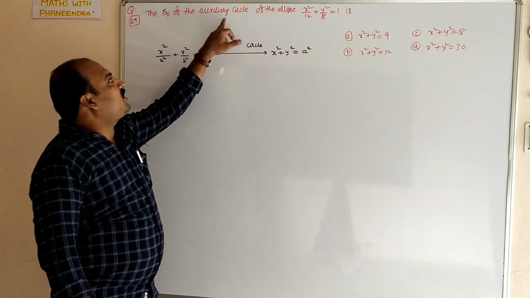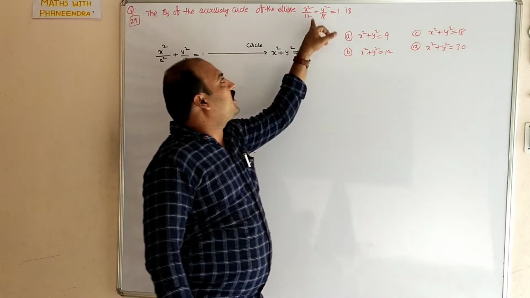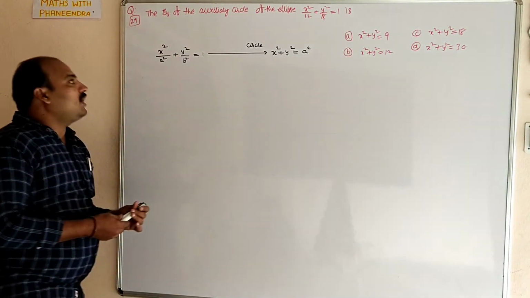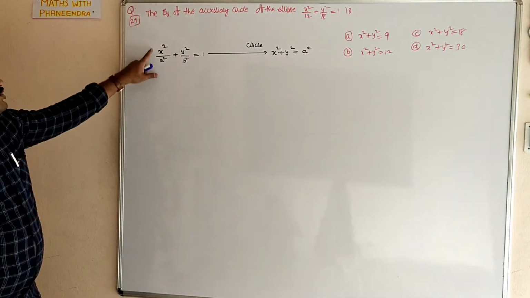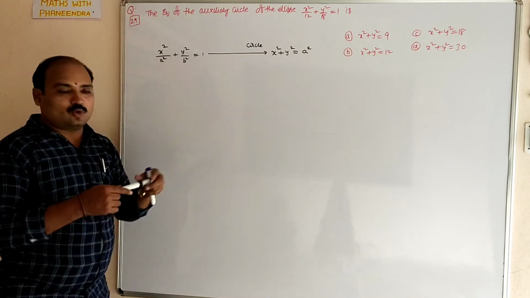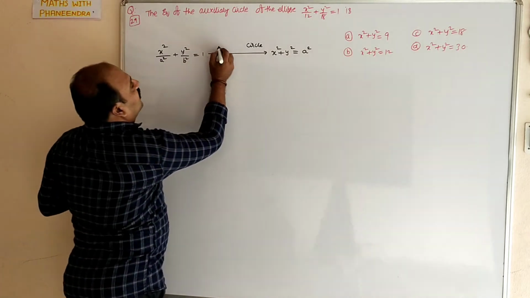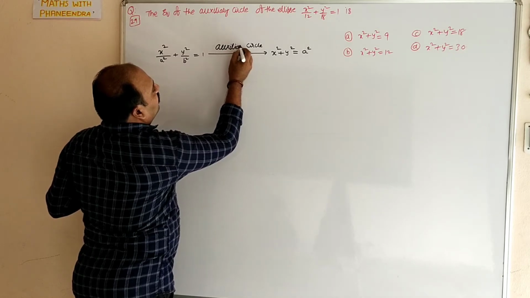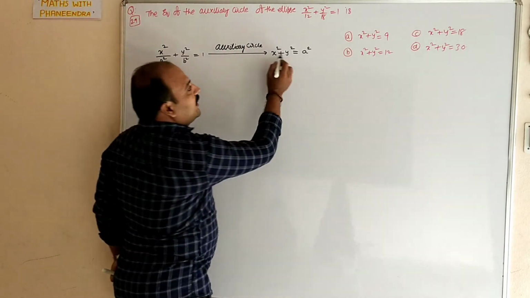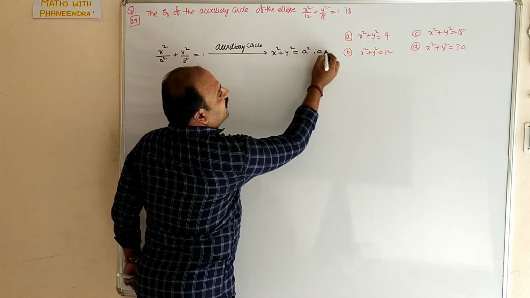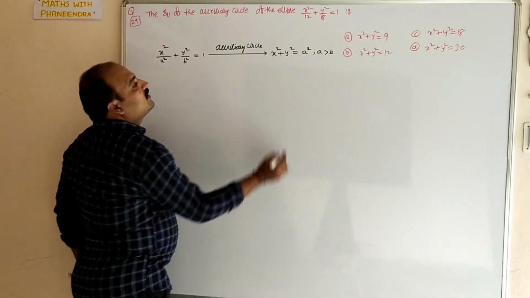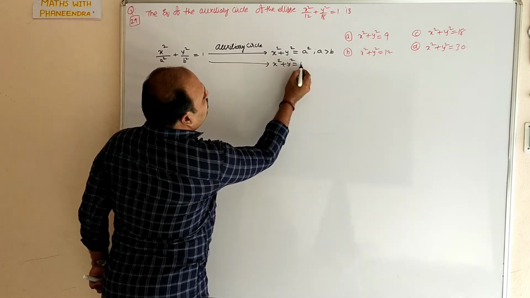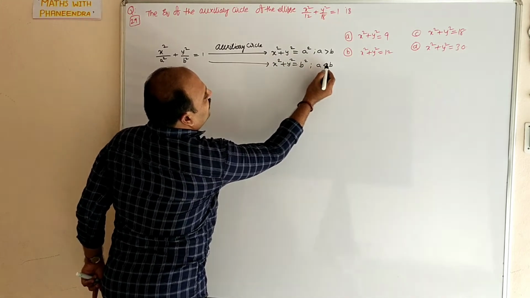The equation of the auxiliary circle of the ellipse x square by 12 plus y square by 18 equal to 1. See here we have x square by a square plus y square by b square equal to 1. The auxiliary circle is x square plus y square equal to a square when a is greater than b. Similarly, the auxiliary circle is x square plus y square equal to b square when a is less than b.